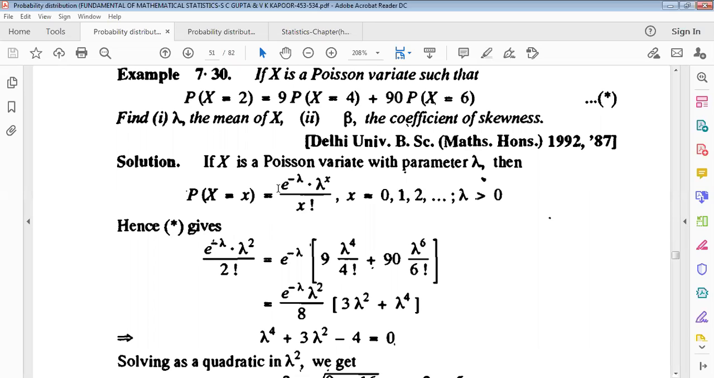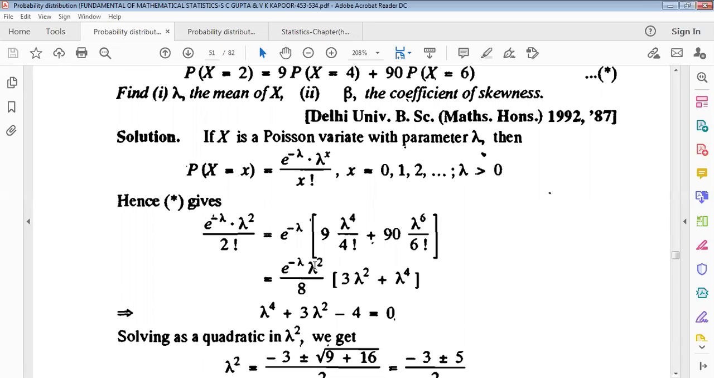If we put x equals 2 here, we get the left hand side, which equals 9 times the value at x equals 4, and if x equals 6 we get the last term. Taking e to the power minus lambda common from both sides. Then we get e to the power minus lambda into lambda square by 8. 4 factorial means 4 into 3 into 2 into 1, and 6 factorial means 6 into 5 into 4 into 3 into 2 into 1.